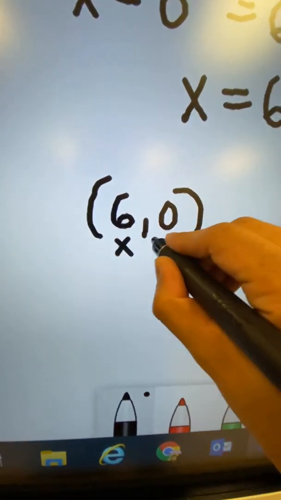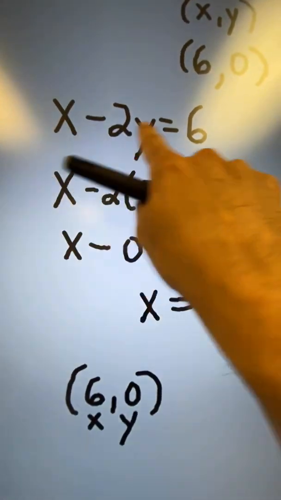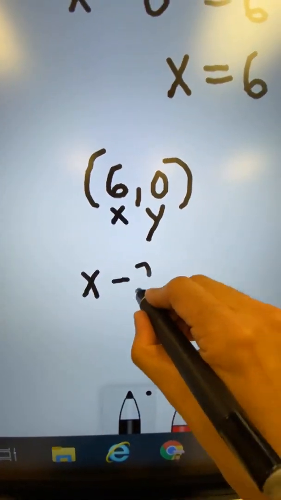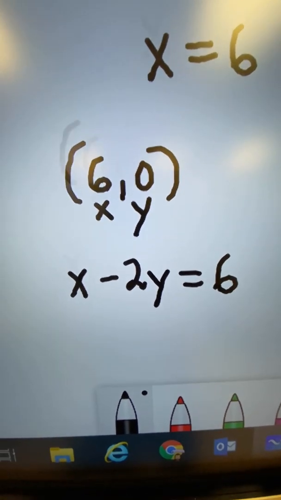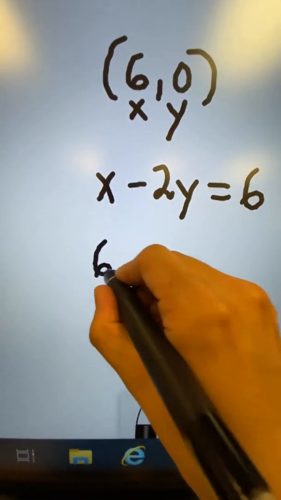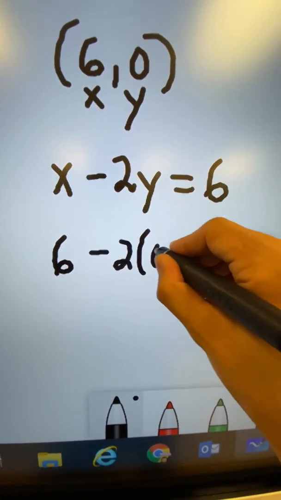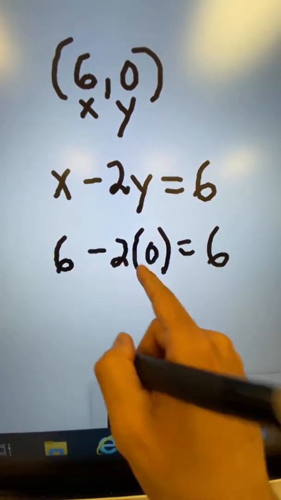Again, don't forget, it's x and y first. I'm going to rewrite the equation just so you can see what you're actually finding. So we get 6 here. I'm going to replace x and y with the numbers we got. So I got 6 minus 2 and in parentheses 0 here, and I'm going to simplify this.